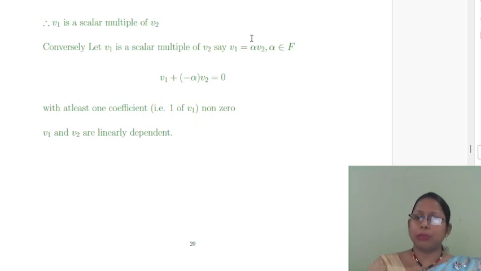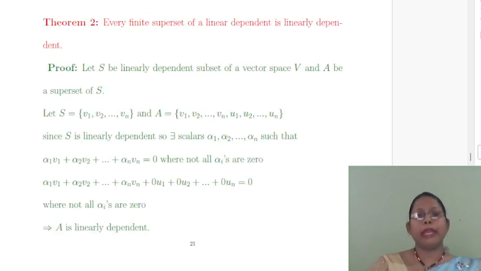This is from the properties of vector space, that is, I am writing minus alpha v2 on both sides. In the next step, using properties of vector space, I can write alpha v2 minus alpha v2, again a property of vector space, and I am getting this equal to 0. So finally I get the equation v1 plus minus alpha v2 is equal to 0, with at least one coefficient, that is 1 of v1, non-zero. So v1 and v2 are linearly dependent. Hence the proof.